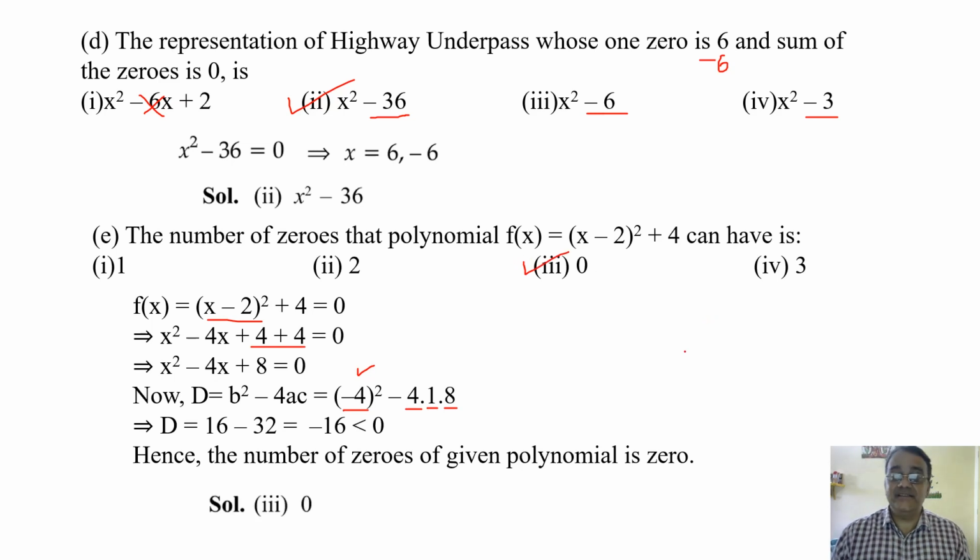Otherwise some people will say that its degree is 2, it is a quadratic polynomial, so it will have at least 2 zeros. Now those zeros will not be real, they will be imaginary, because D is less than 0. And imaginary type of zeros or solutions is not in your syllabus. So when we are talking about zeros, that means they are real.